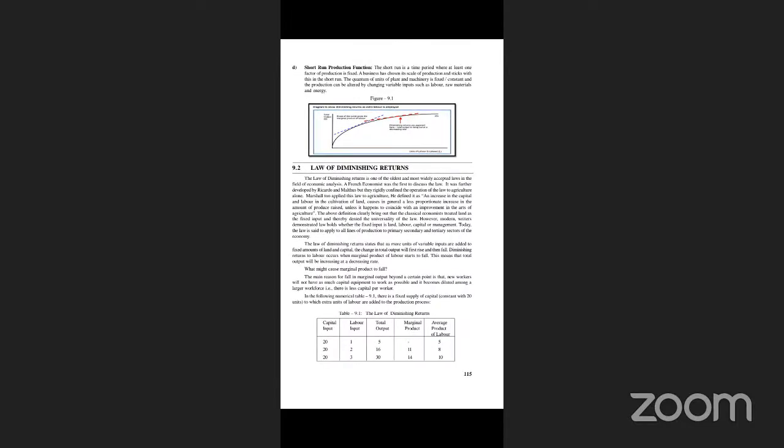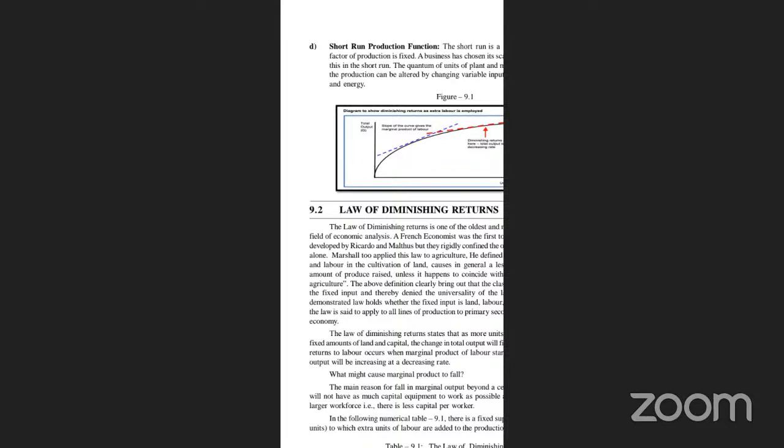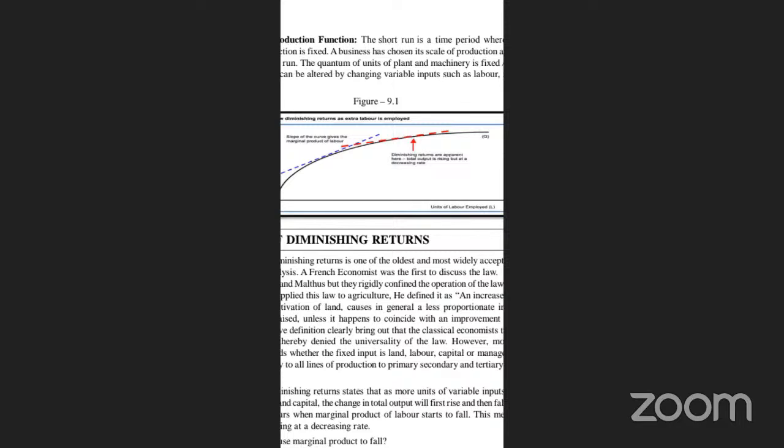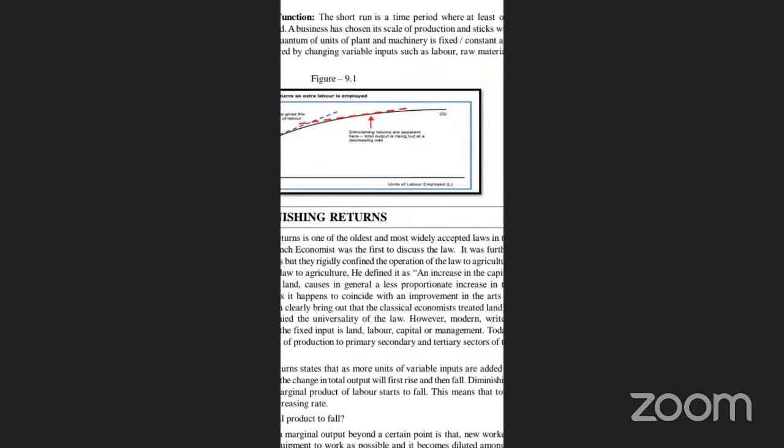production function, the time period is where at least one factor of production is fixed, and a business is chosen to raise their scale of production in this short run. The quantum of units of plant and machinery is fixed, and the production can be altered by changing variable inputs such as labor, raw material, and energy. Okay, now you can see in this graph how total output changes with total units of labor, if units of labor is considered to be a variable.